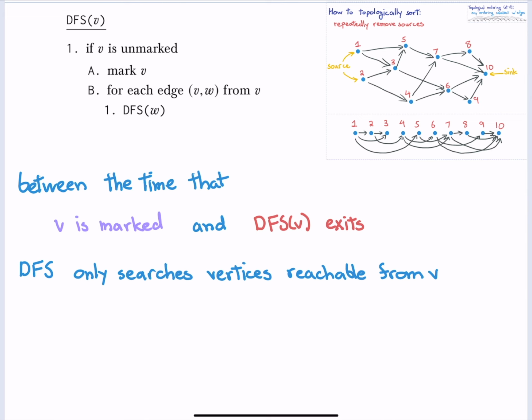So if we look at what DFS does, and I call it DFS of V, between the time that V is marked and DFS of V exits, DFS will only search vertices that are reachable from V. Okay, that we've sort of established. And actually, it's only going to return once all the vertices reachable from V have been marked.